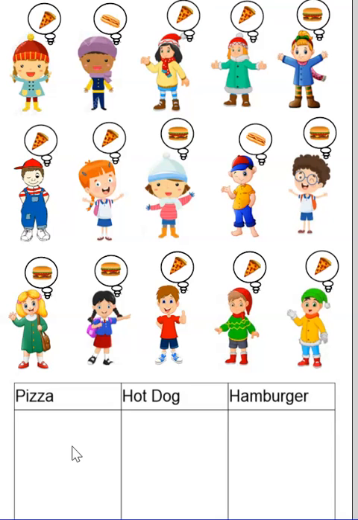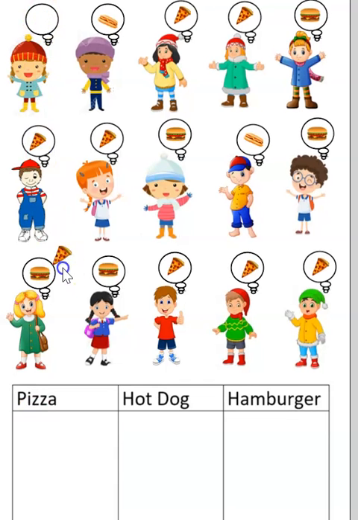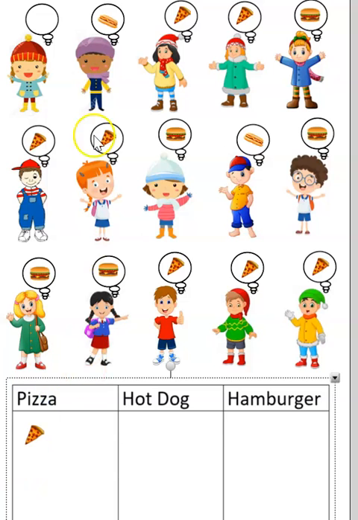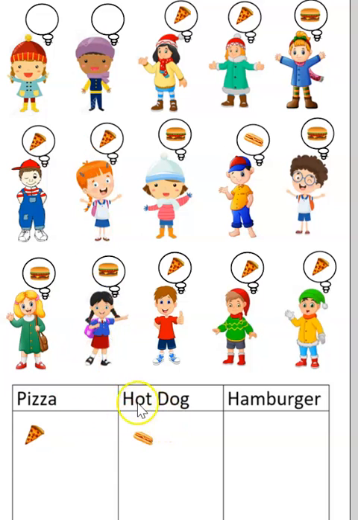Yes, I wonder that too. What do the boys and girls like the most? What is the least favorite? Okay, so I'm going to move each one to the proper chart. Okay, so the first one's pizza. So it's going to go here in the pizza. Okay, so I'm moving the pizza down, and now the hot dog. And you notice that I'm moving it to the column that says hot dog.